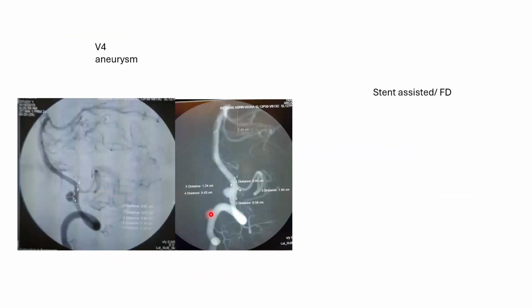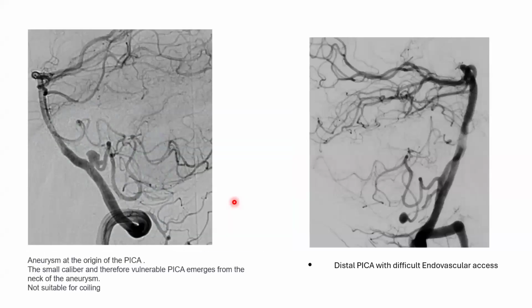So this is a vertebral artery V4 segment aneurysm. You can see that this has a very wide neck. It is almost the size of the vertebral artery. So this kind of aneurysm cannot be treated just by coiling. It requires stent-assisted coiling or a flow diverter.